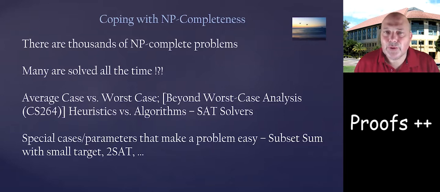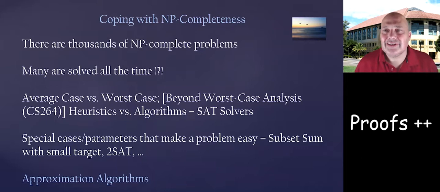Another thread of coping with NP-completeness is looking at special cases or special parameters that make a hard problem easy. So we did discuss it a little bit when we talked about subset sum. If the target is small, then this problem is actually easy, is in polynomial time. If we're talking about SAT, 3SAT is still hard, but if we talk about 2SAT, so if all clauses are of size 2 or less, then this is easy. And there are many interesting examples of that. And we will not talk about that either.